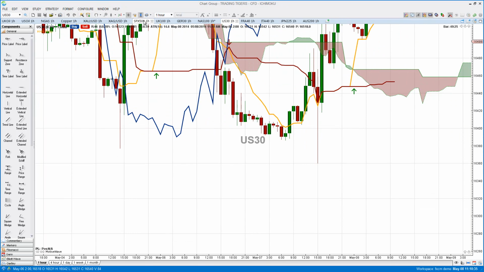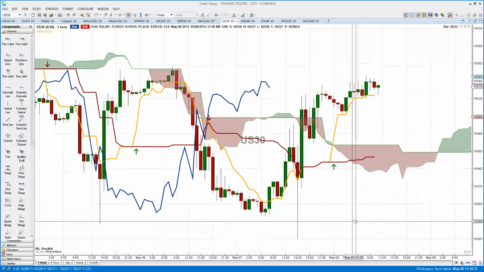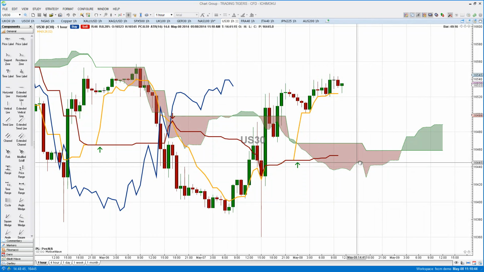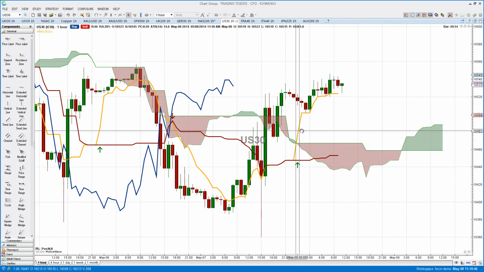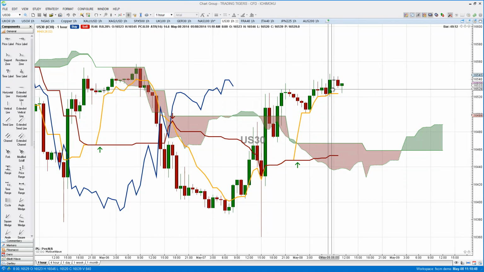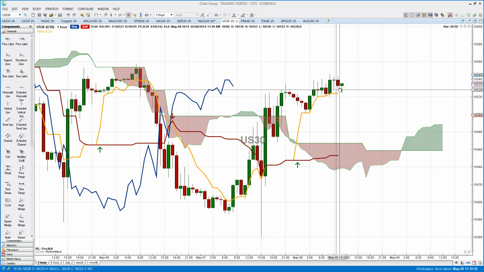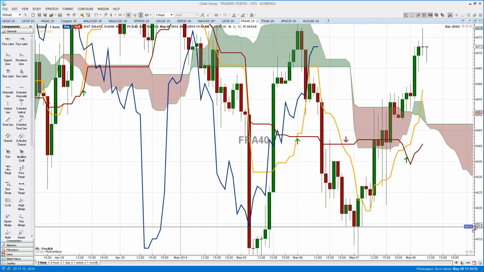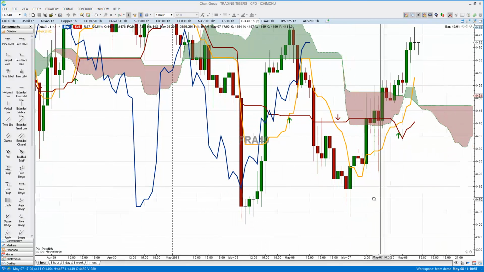And what do we see? We can see crossovers already happened, and that's below the Kumo. Current Kumo is bearish, future Kumo is bullish, price is above the Tenkan-sen. Not a lot of things that we can do on this, the price has already moved. Let's move on to the next one, France FRA 40, that's the top 40 companies in France.